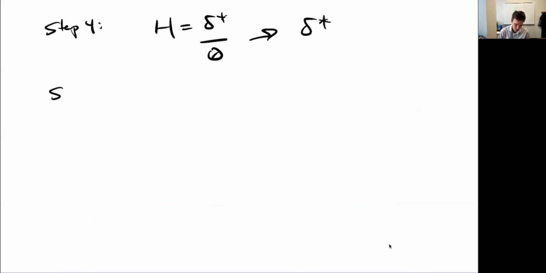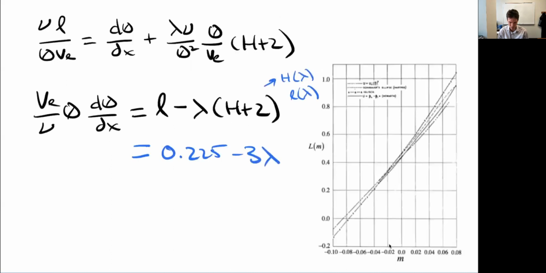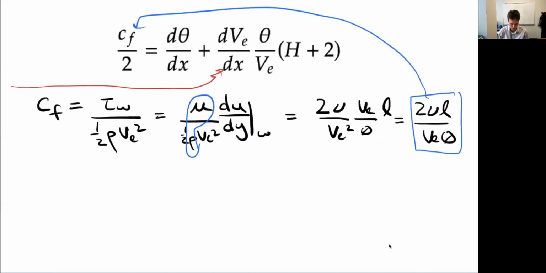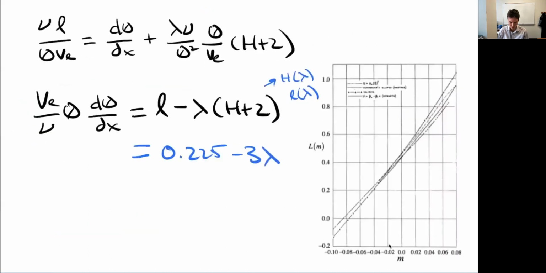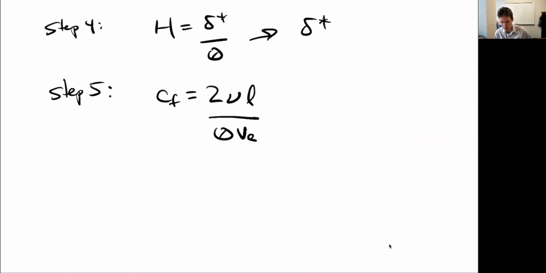And finally, step 5 is our skin friction coefficient. And we've already got an expression for that, but we now have the variables it depends on. Here it is, right? CF is this thing. So let's write that again. CF equals 2 nu L over theta VE. And again, this is little CF, it's our shear stress. So if we wanted, now we could get the skin friction drag on our boundary layer just by integrating this along the boundary layer. All right, so we have everything we need.